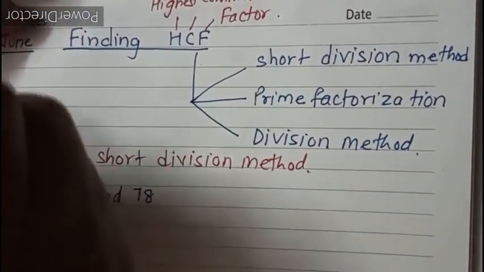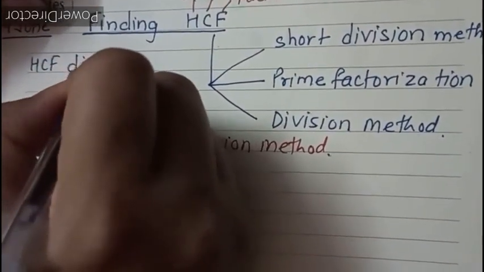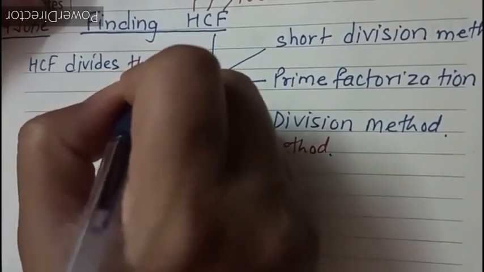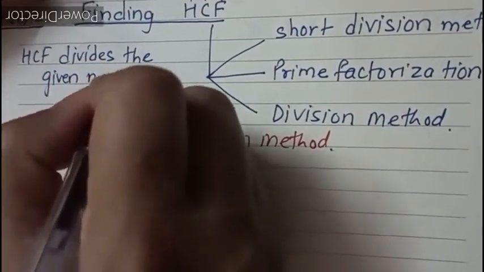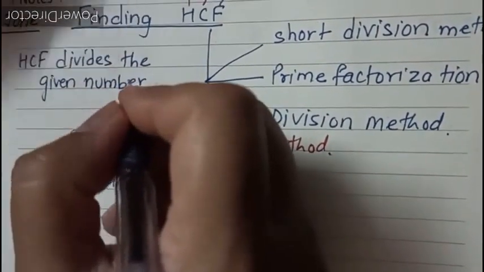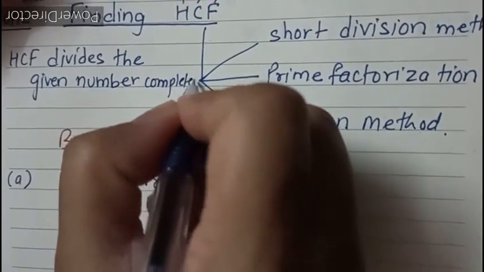So what is the property of HCF? HCF divides the given numbers of which the HCF has been calculated completely. That is, no remainder is there.